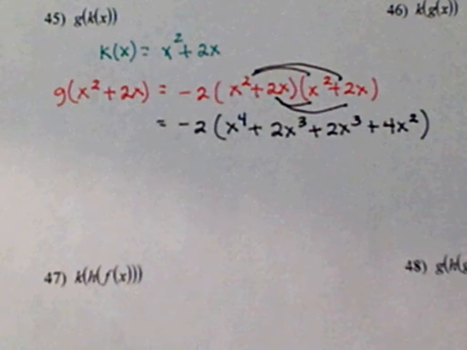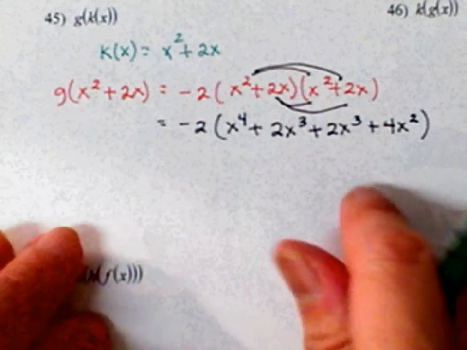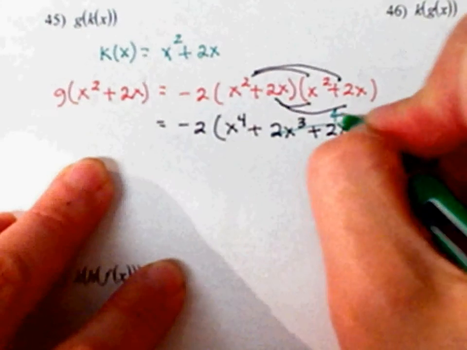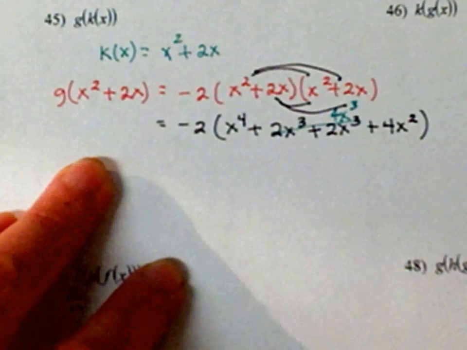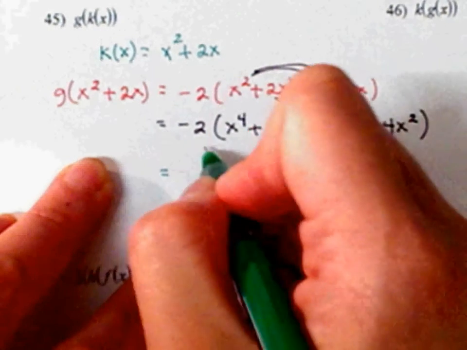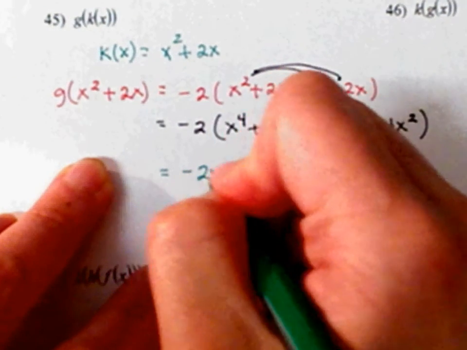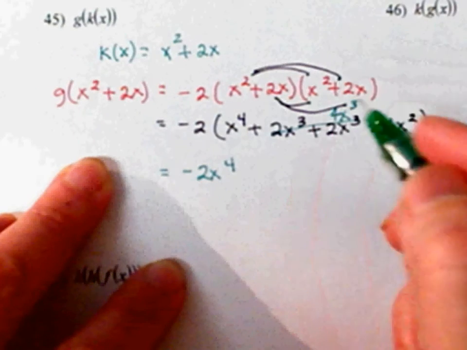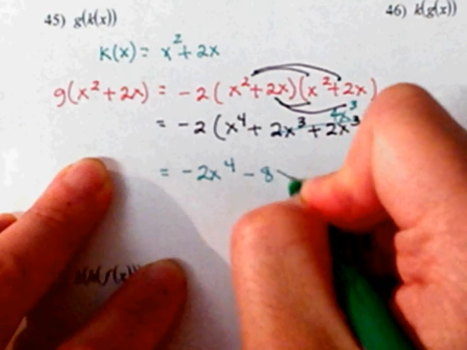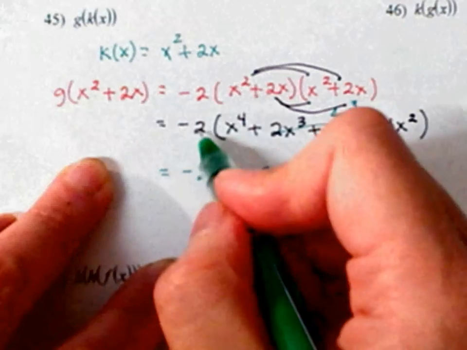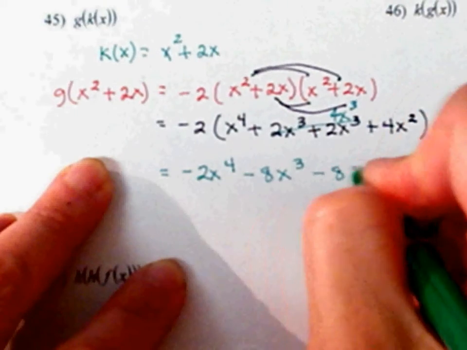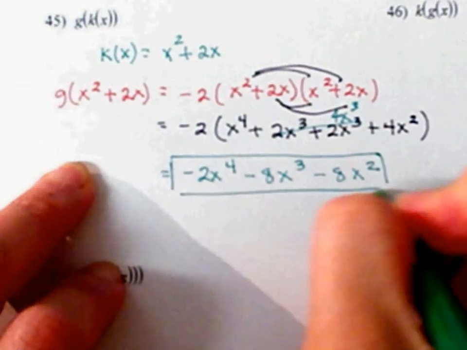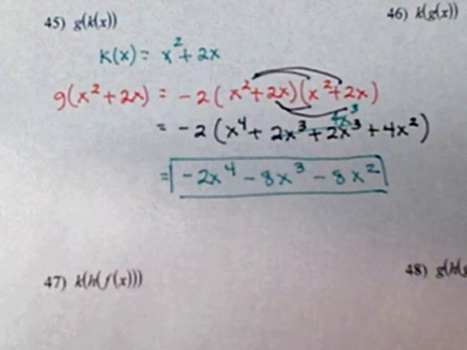Go ahead and distribute. And if you want to combine like terms right now, you sure can. These guys come out to be 4x to the 3rd. So negative 2x times x to the 4th is negative 2x to the 4th. Negative 2x times 4x cubed is negative 8x to the 3rd. Negative 2 times 4 is negative 8x squared. And you have simplified from the highest degree to your lowest degree.